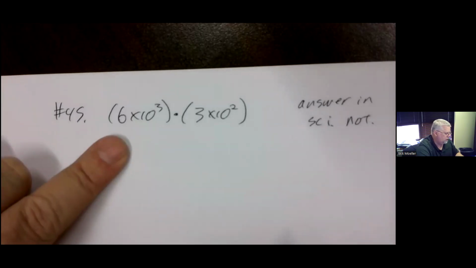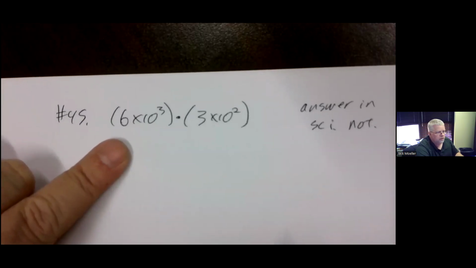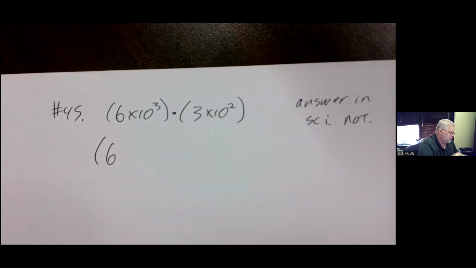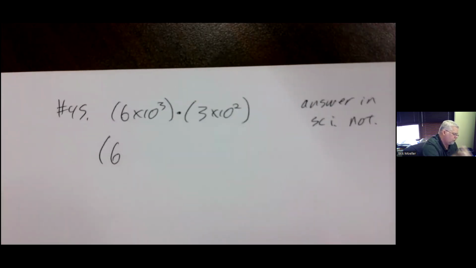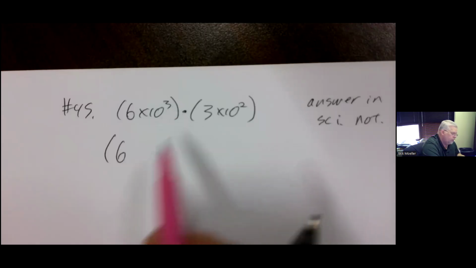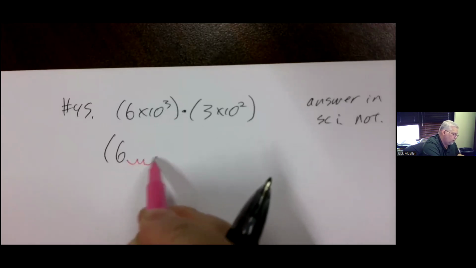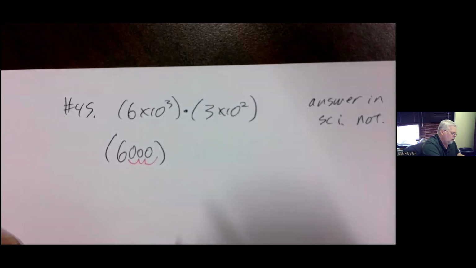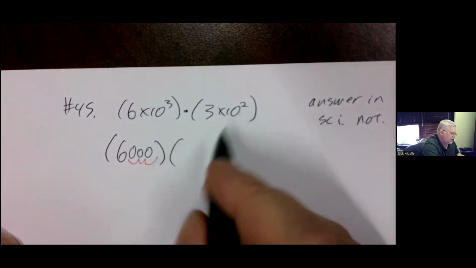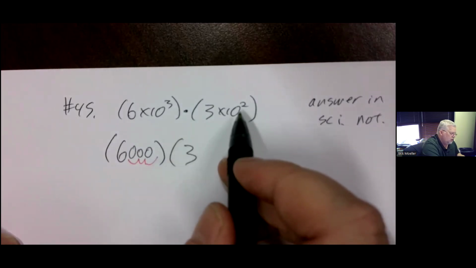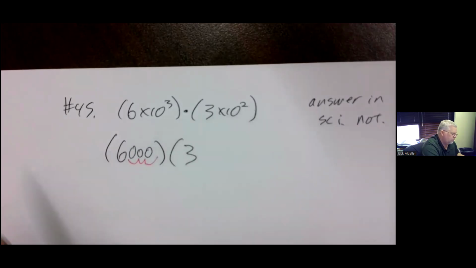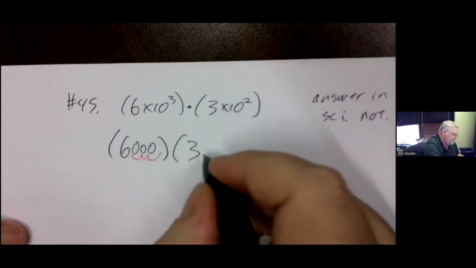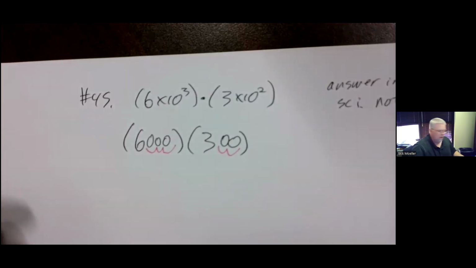So what is 6 times 10 to the third? Well, it's 6. And now we got to move the decimal. That's a large number, so we move it 3 places. So 1, 2, 3. So that is 6,000. 3 times 10 to the second is 3, and then we're going to move the decimal 2 places to the right. That would be 300.